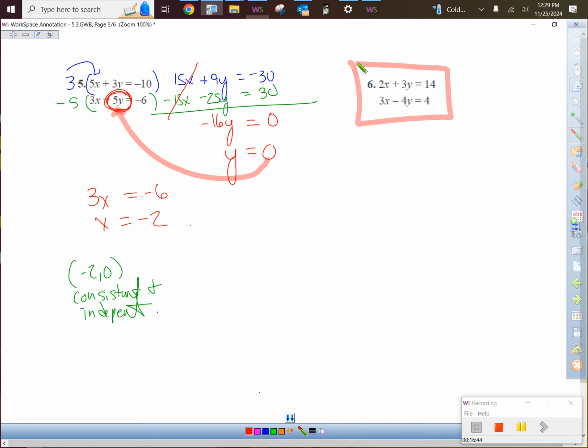Are you with me on that? I want you to eliminate X's. The back 2 rows, I would like you to eliminate your Y's. Are you with me on that? So if I'm in the front 2 rows, this is a 2x and this is a 3x.